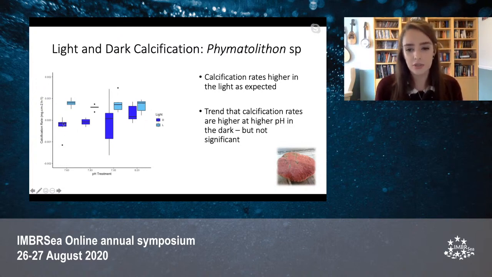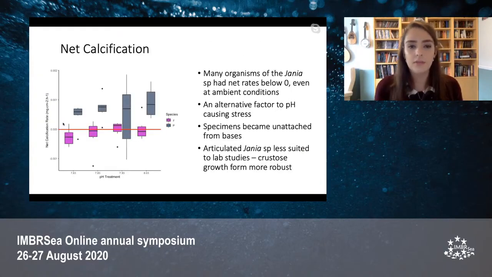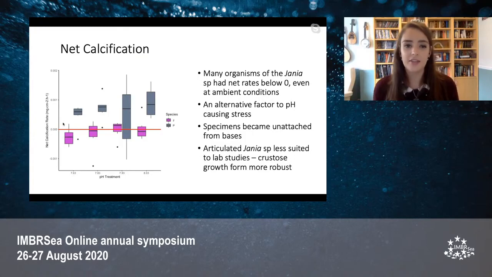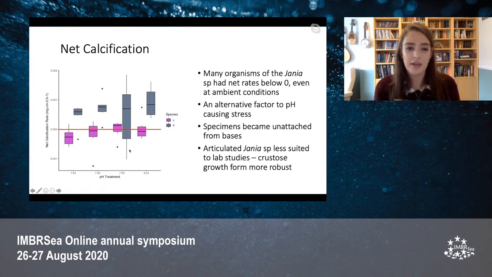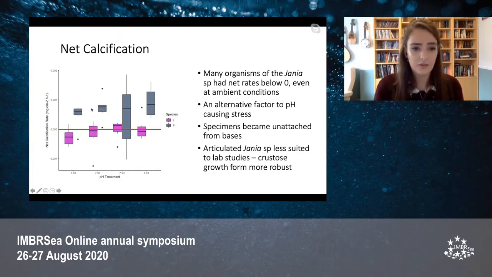which indicates dissolution. So if we now look at net calcification, which is the calcification in the light and the dark combined, and compare between the two species, again with Jarnia in purple and Phymatolithon in grey, you can see there are differences. So there are significant differences between all of the groups except the 7.93 treatment, when I compared using either a Welch 2-sample t-test or a Wilcoxon rank sum test. And these differences were that the Phymatolithon rates were higher than the Jarnia rates.